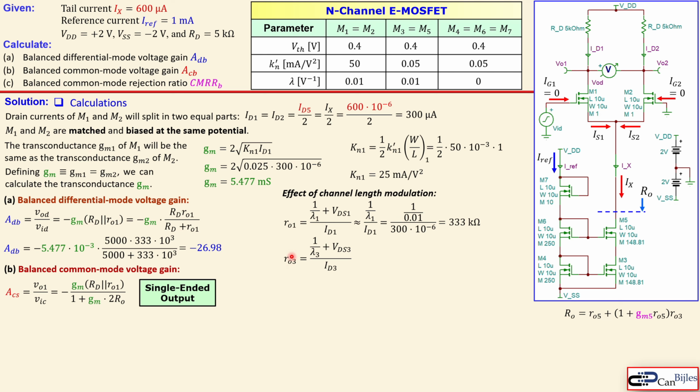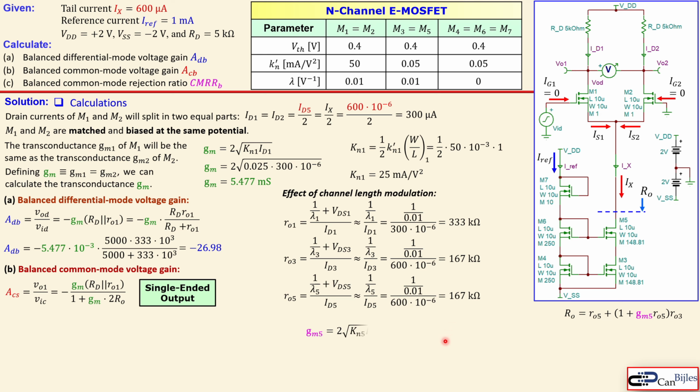So let's go first for RO3, which is again a similar formula as we have for RO1, but we know that VDS3 needs to be calculated, so we can skip that part because we know that VDS is again much smaller in most cases than 1 over the lambda, and that will give us now here 167 kilo ohms. Similar for RO5 because they have the same drain current and also the same lambda. So we can just move on and calculate this in a similar form, so we get also 167 kilo ohms. Now we have our formula, and we also need the GM5, which is the GM of this transistor.